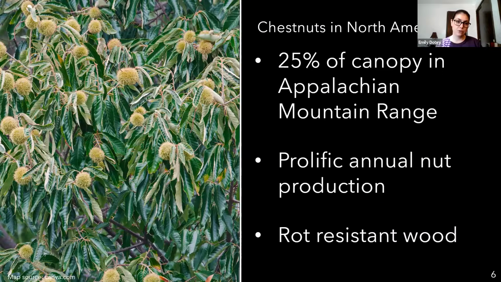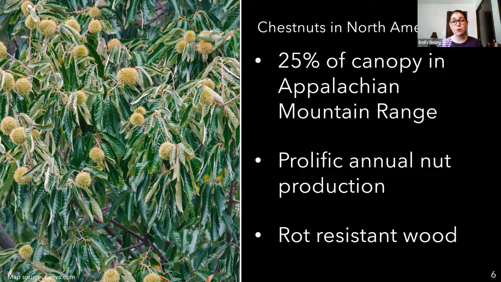Well, up until the turn of the 20th century, the American chestnut really was an important tree for our country. It was an American icon. Prior to the turn of the 20th century, it accounted for approximately 25% of the canopy along its native range in the Appalachian Mountains. So that's 1 in 4 trees was thought to be an American chestnut.